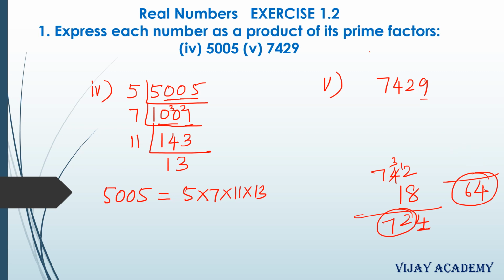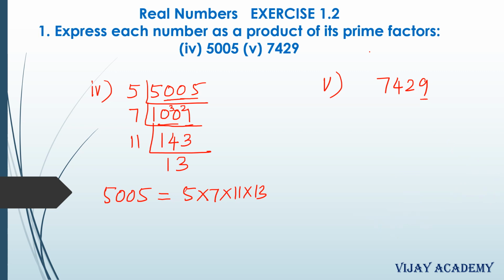So the next prime number is 11. Apply the divisibility test for 11. Add the digits in the odd places, that is 7 plus 2 is 9, and add the digits in the even places, that is 4 and 9, 13. The difference between 9 and 13 is 4. It is neither 0 nor a multiple of 11, therefore the given number is not divisible by 11 also.